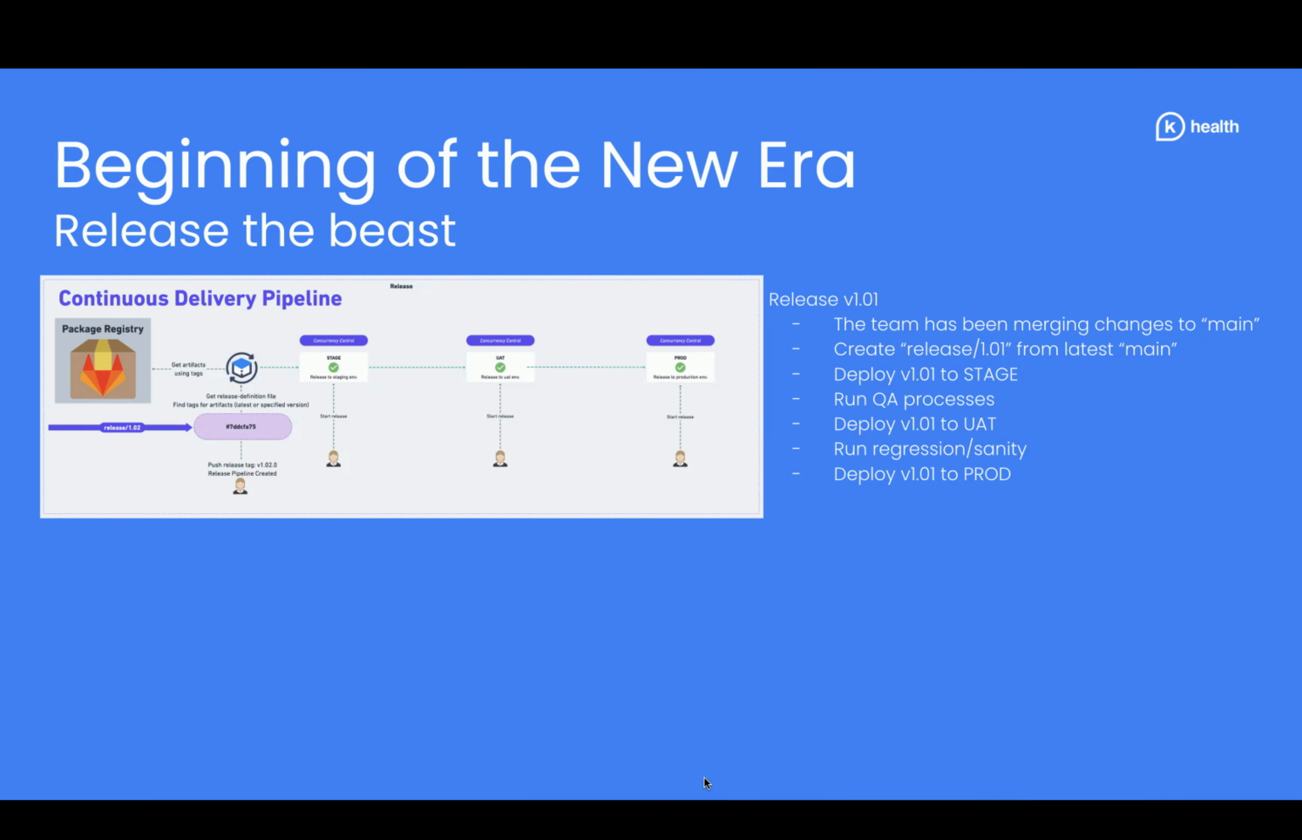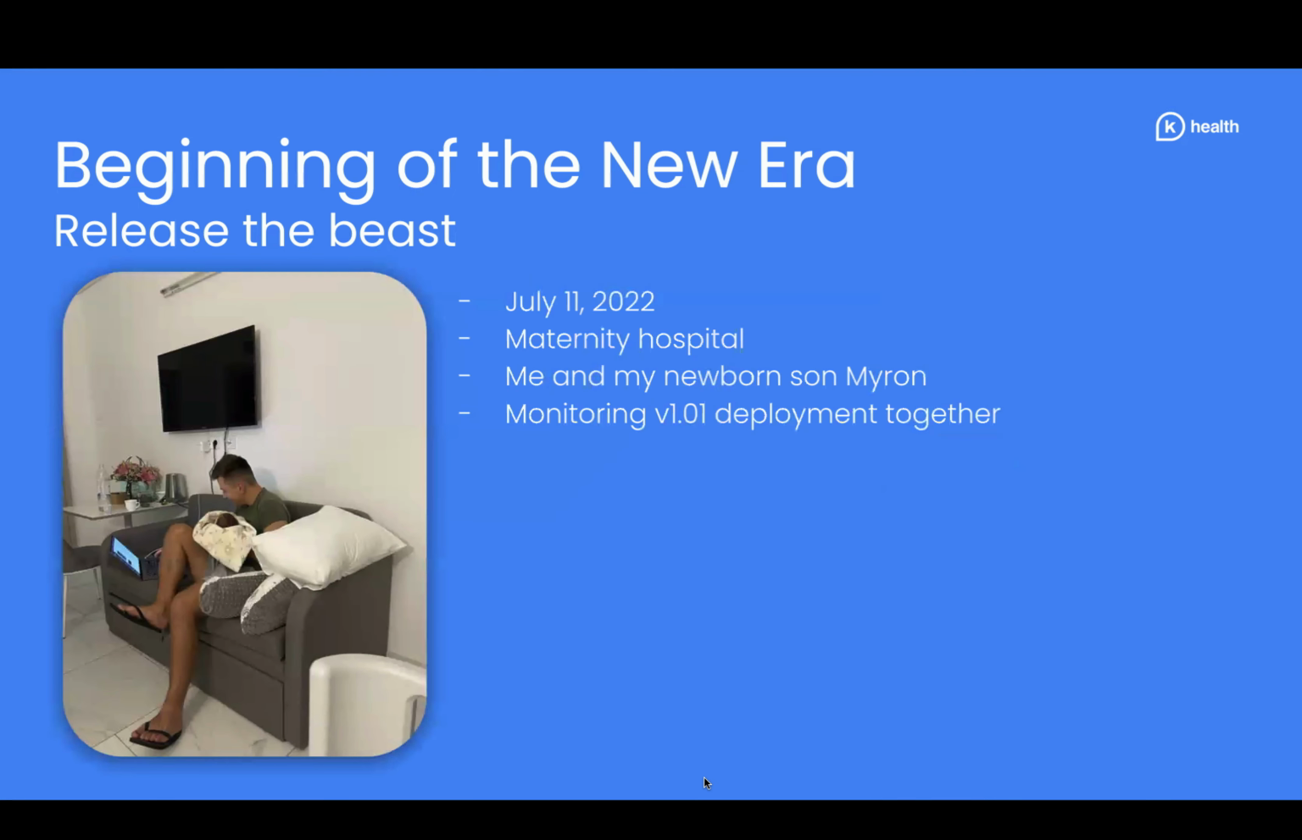And this is the first release. I'm running with my newborn son Myron in the maternity hospital. As you can see, I'm very happy. I'm excited to get to this point, and we are monitoring deployment together. It went, by the way, well. We had some clunky stuff, but we were able to quickly cherry-pick and fix issues. It's July 11. It's his birthday and the birthday of the Exit Scale first release.